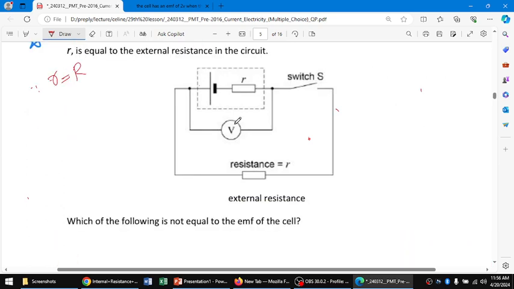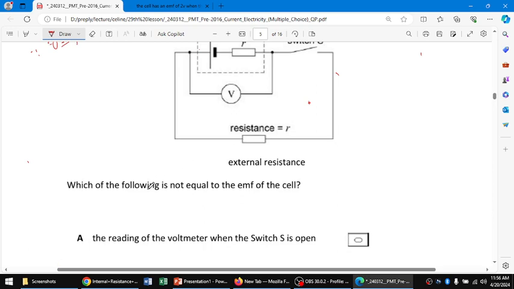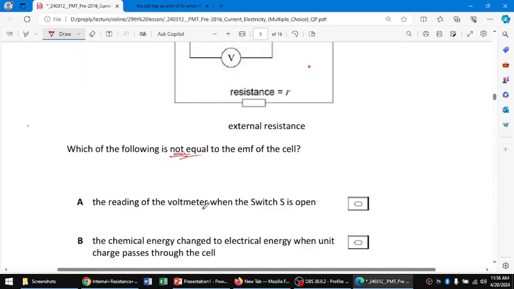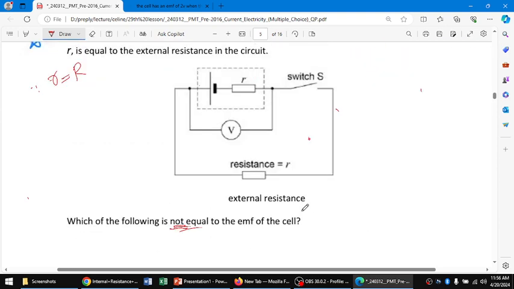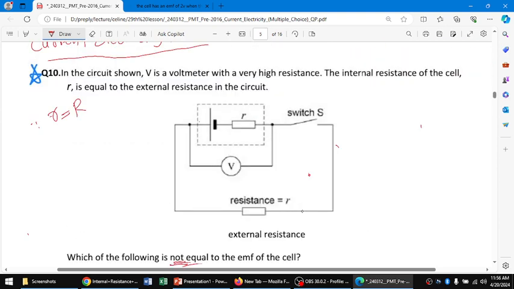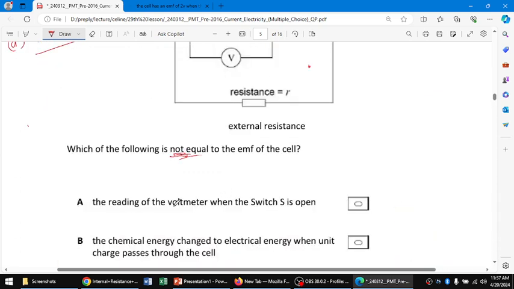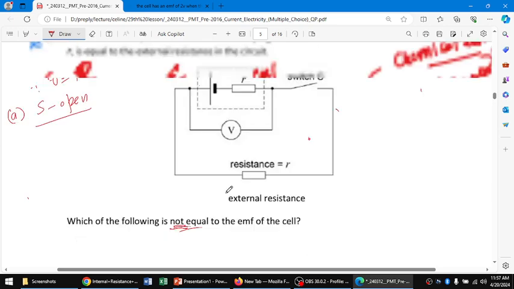Now, when the switch is open, we have to identify which of the following is not equal to the EMF. Option one is the reading on the voltmeter when the switch is open. So when switch S is open, we have to check whether the reading on the voltmeter is equal to the EMF or not.